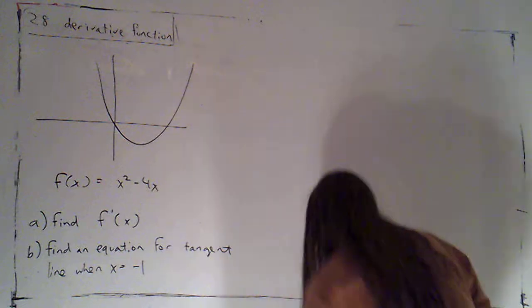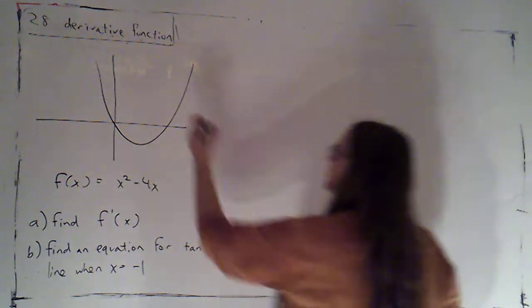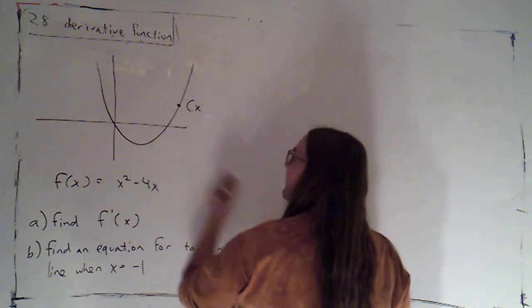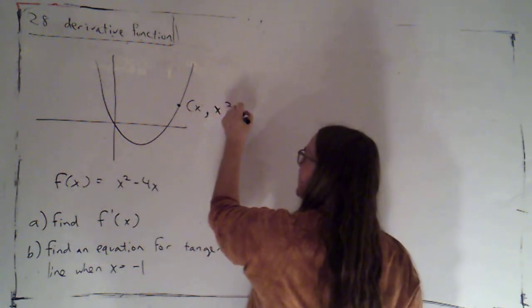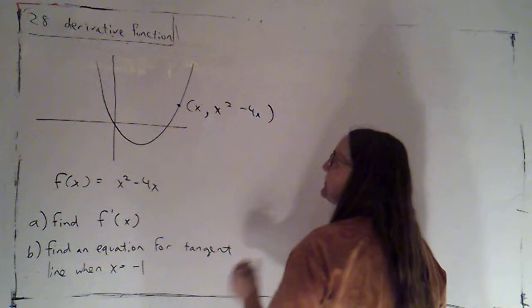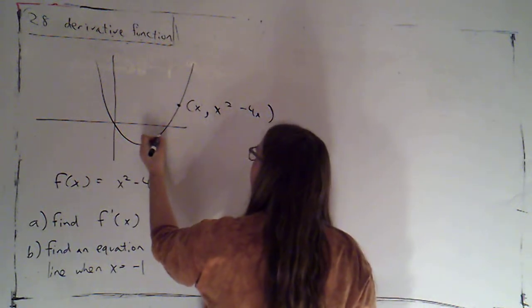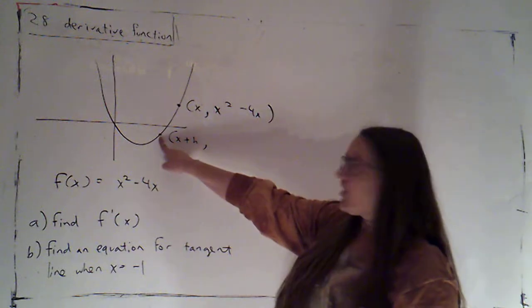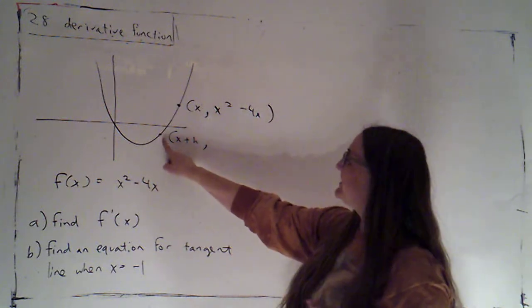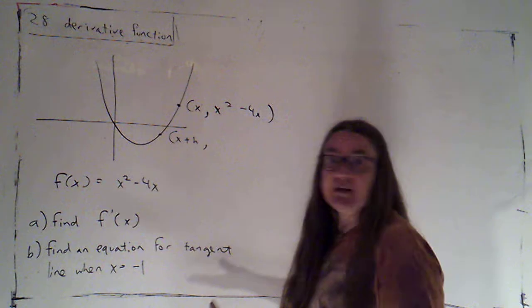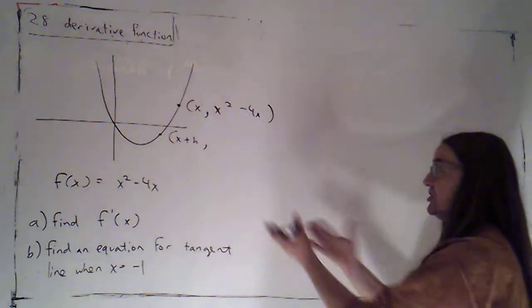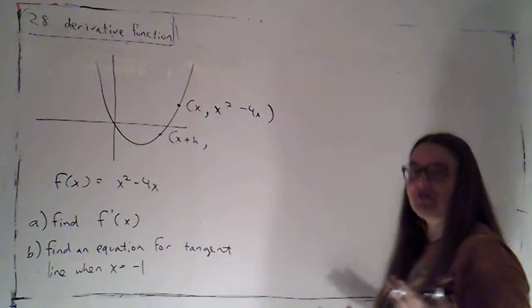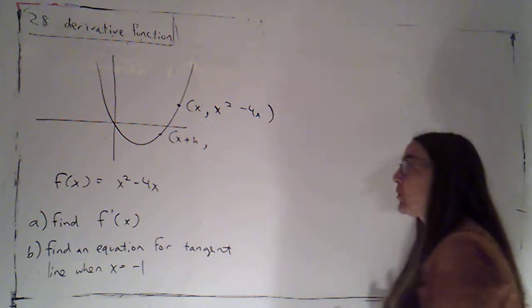I always like to have a picture. So I'm just going to say, here's my arbitrary point x, and then the y value there is x squared minus 4x. And then I'll choose a nearby point, which I'm going to call x plus h. You'll notice I've drawn my x plus h so that it's to the left of x. That just means I happen to have made a choice that h for my picture is negative. Algebraically, h is a variable that can be positive or negative.